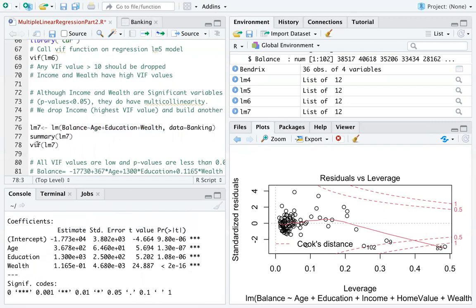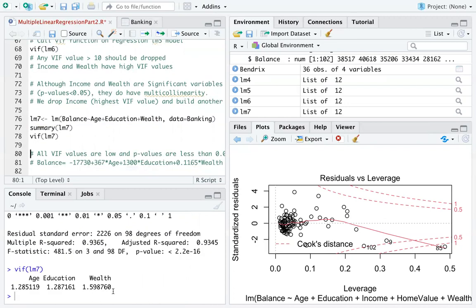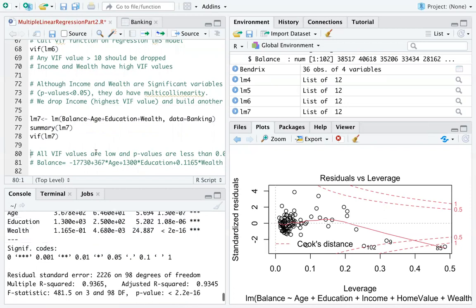So we can call VIF one more time to see if there's any VIF issues. Well, you see that all the VIF values are around 1. And here we stop. Our ultimate linear regression equation can be declared as balance in terms of intercept, age, education, and wealth. Okay.